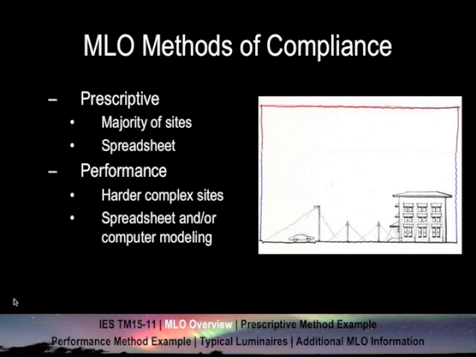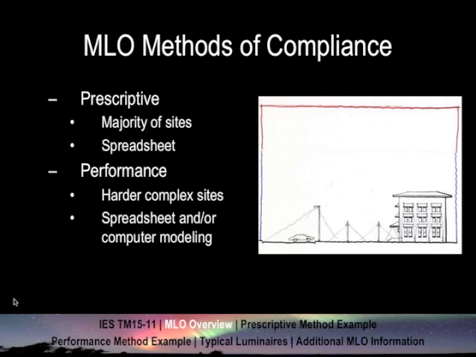Now let's go into the different methods of compliance. And there's basically 2 different ways. The prescriptive method, which is the simple method and kind of tells you, if you're in this lighting zone, here's the type of equipment and here's how much light you're allowed. Performance is much more difficult.